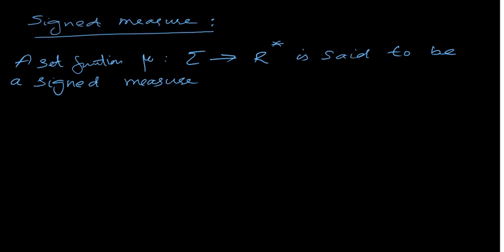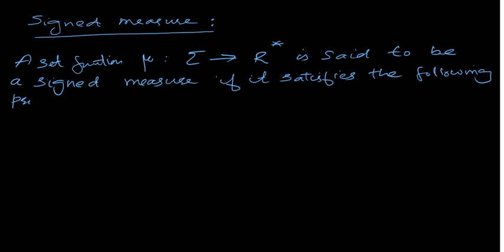if it satisfies the following properties. First property, it should assume at most one infinity. So mu assumes at most one infinity.